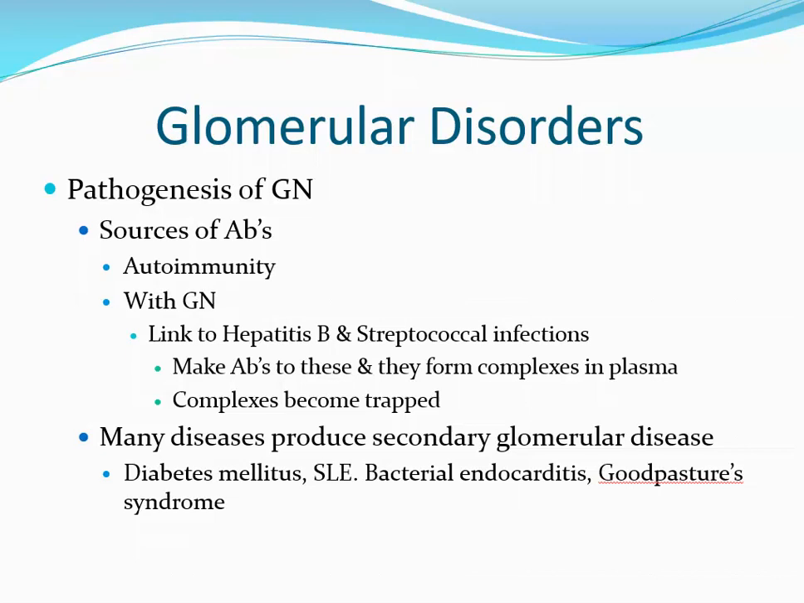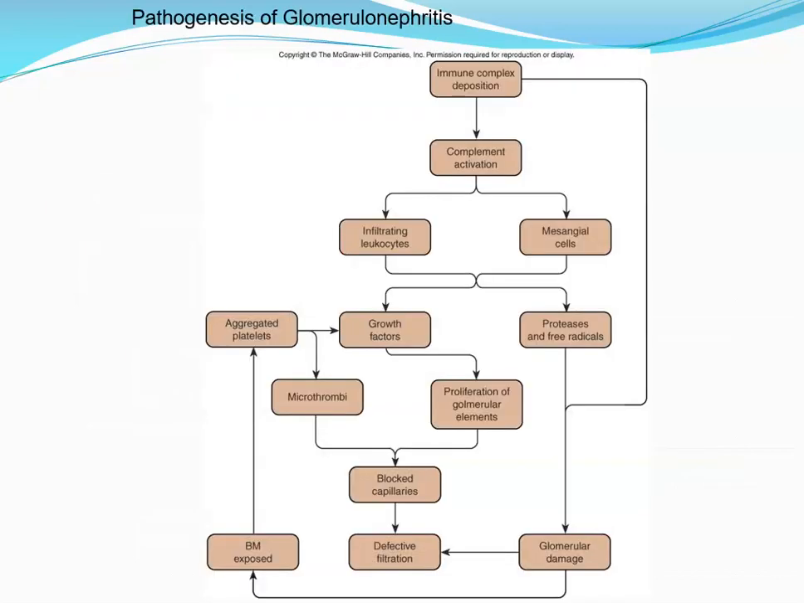Also, many diseases produce a secondary glomerular disorder. Diabetes mellitus, lupus, Goodpasture syndrome, and bacterial endocarditis can also result in glomerular nephritis. This is a flow chart showing how, once immune complexes are deposited in the glomerulus, they can result in damage.